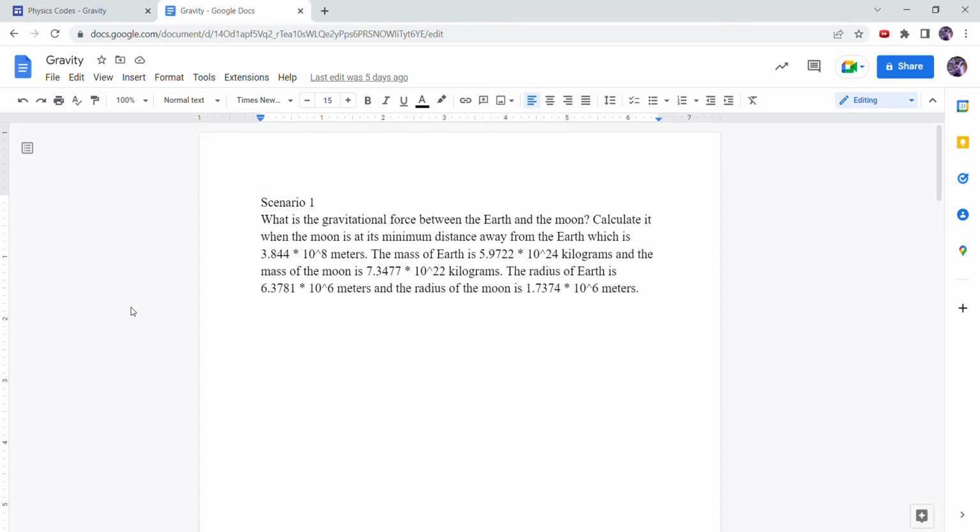Okay, the first thing we're going to do is calculate how far the center of the Moon is from the center of the Earth. To do that, we use all of the distances that were given to us, and we get 3.9252 times 10 to the 8th meters.